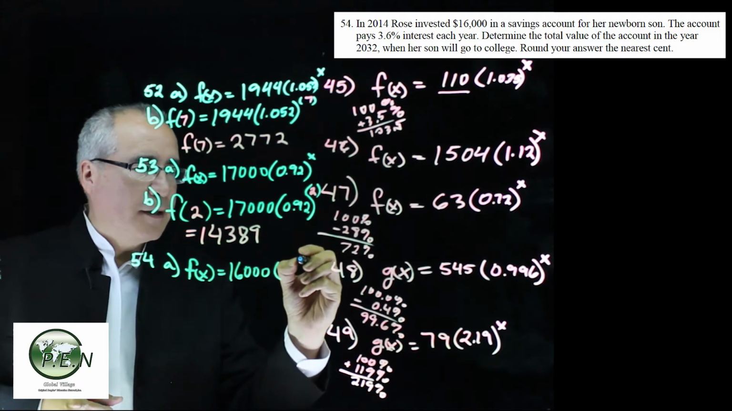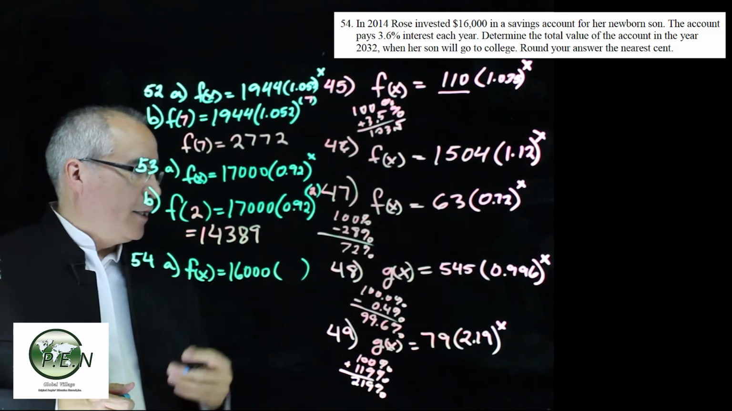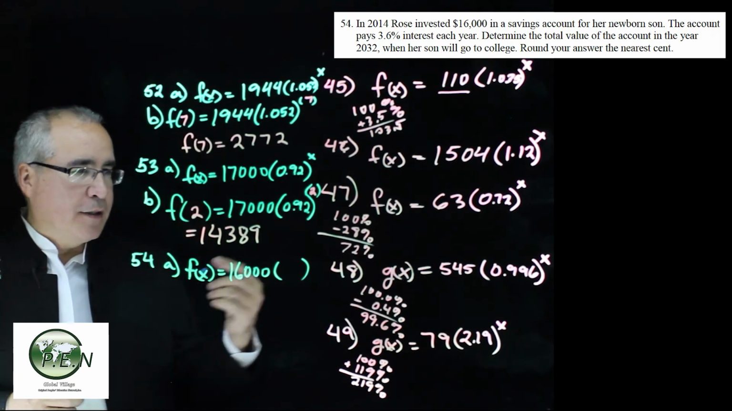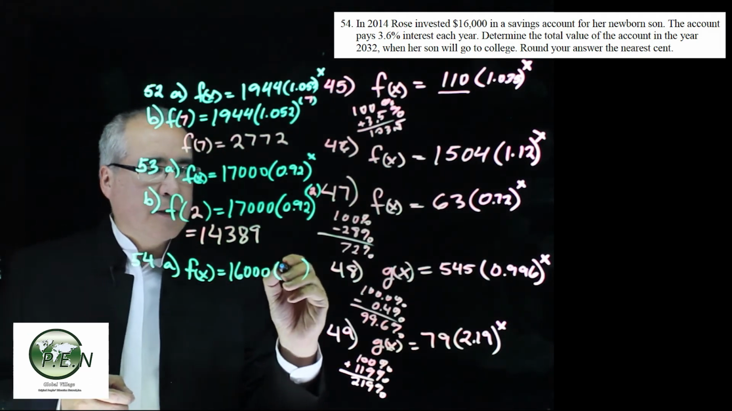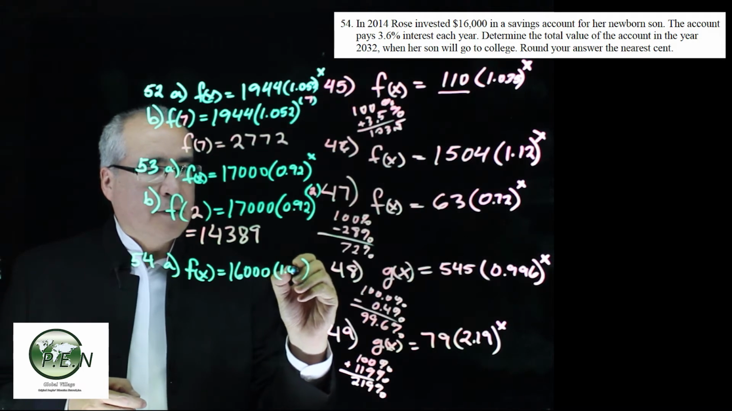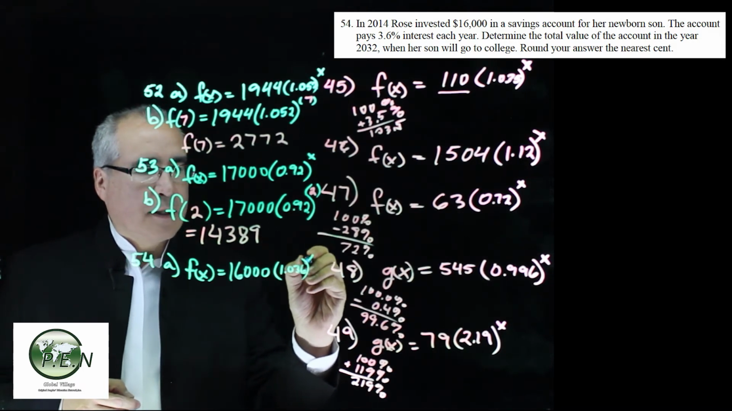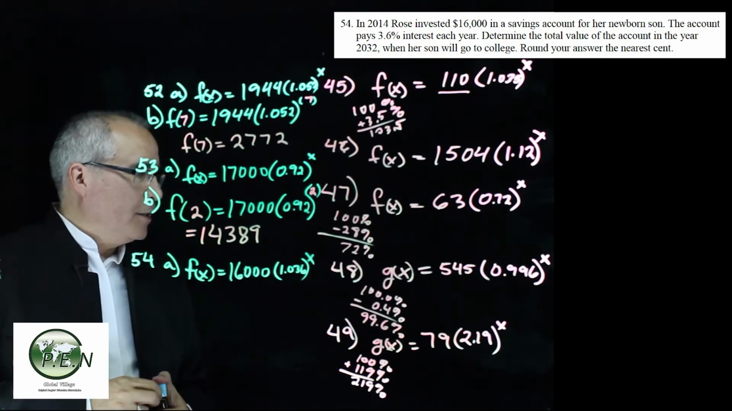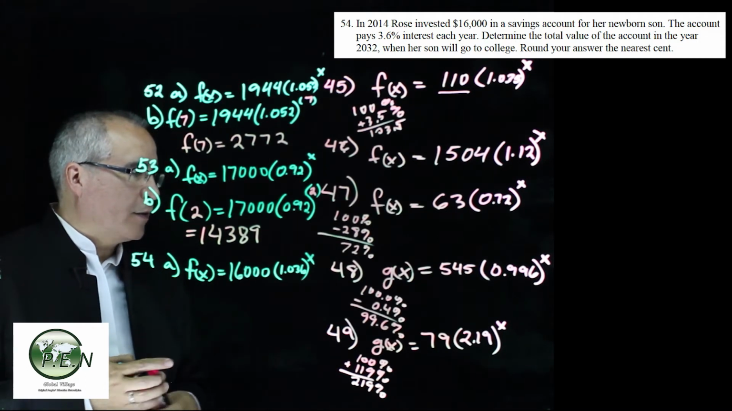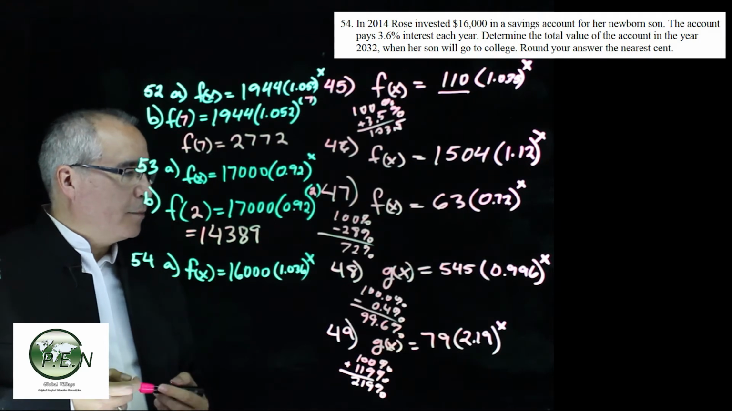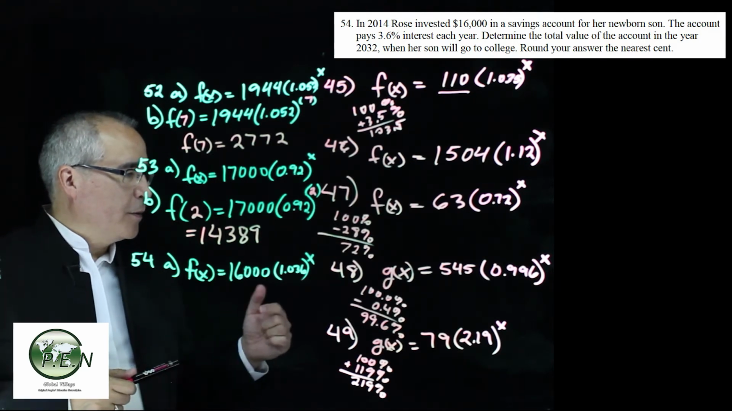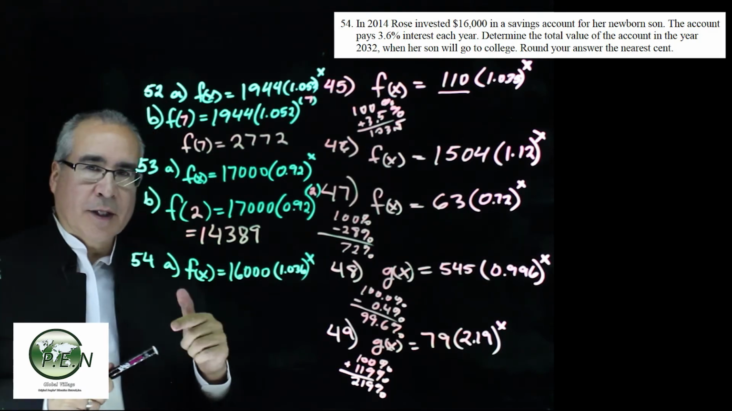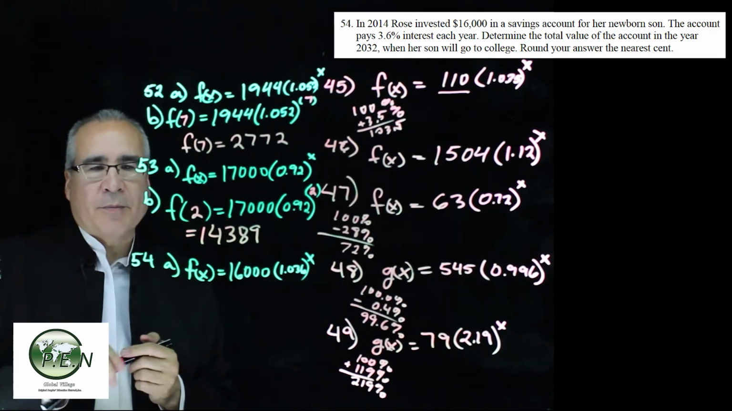I guess we should put the function f of x equals 16,000. That's what we started with. Or she started with, Rose, and she's going to get 3.6% return on her money every year. So that's 1.036. There's our function. And we want to know, well, I guess they didn't ask that, but we need this because then they want to know what's the value in the year 2032. She put it in 2014. So we need to know how many years passed by.